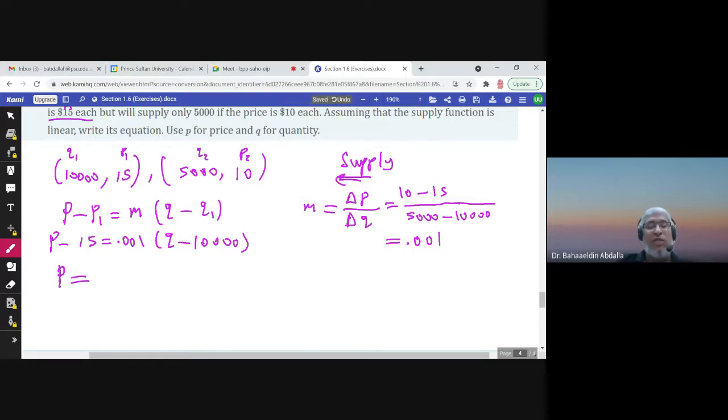So the equation is 0.001 times Q, and then I multiply 0.001 times negative 10,000, okay? And I add 15, so the answer would be 5. So this is the supply function.